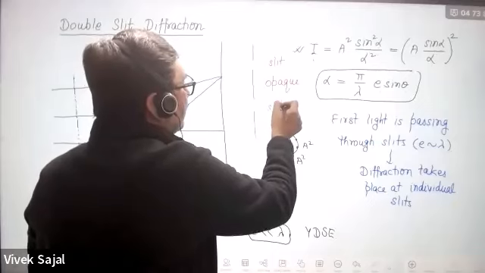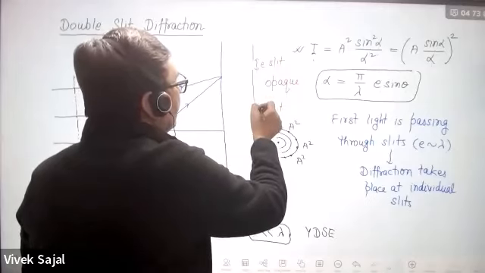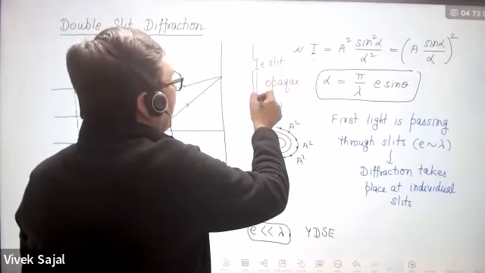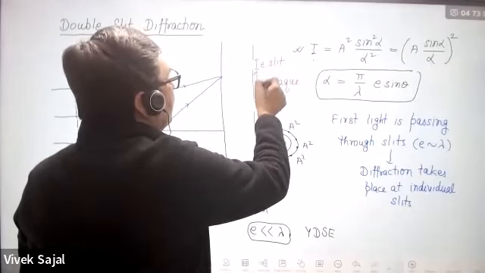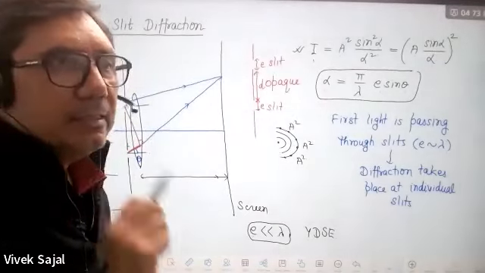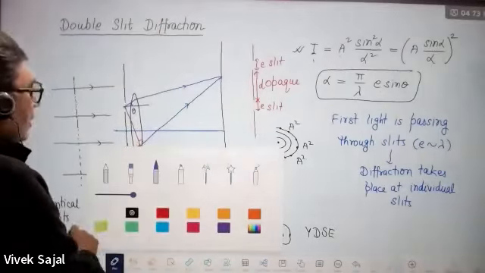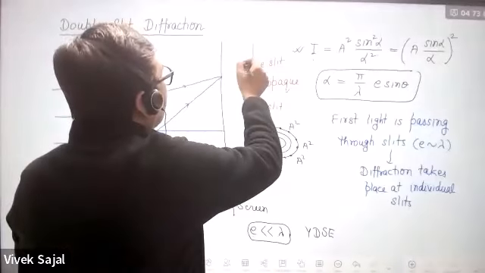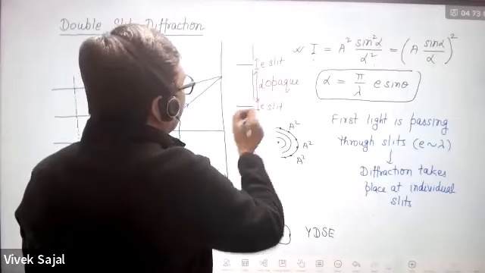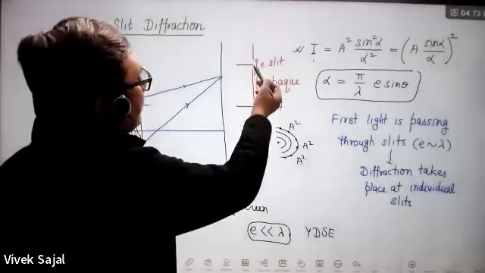Width of the slit, I am assuming this width is e. And I'm assuming width of this opaque part is d. So I'm saying width of the opaque part is d and slit width is e. Now can anyone tell me what will be the center to center separation? I want to find out center to center separation between two slits. What will be the center to center separation? Try to understand.